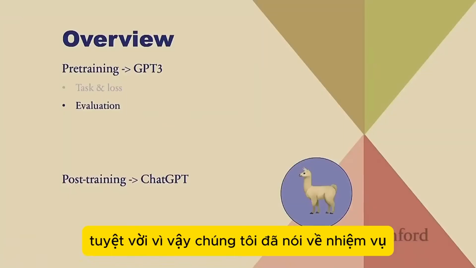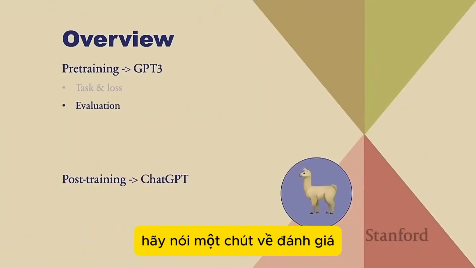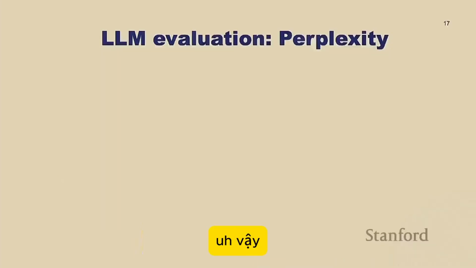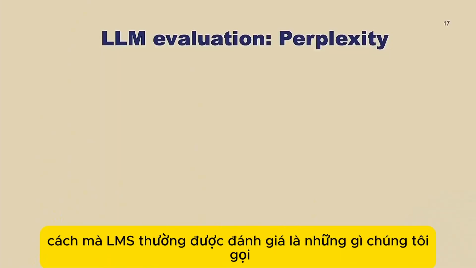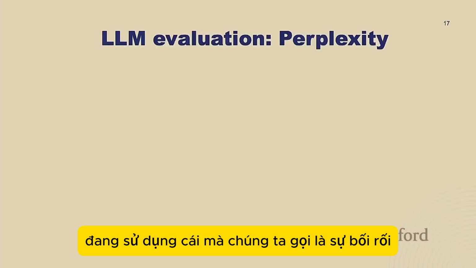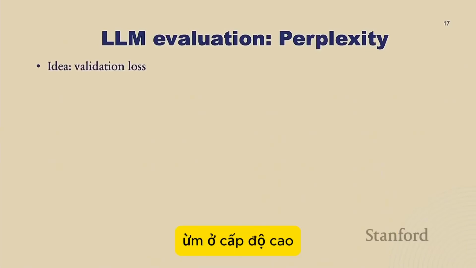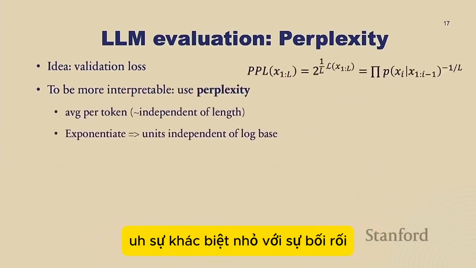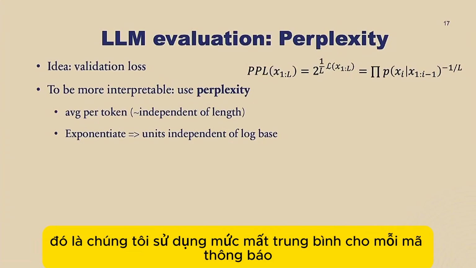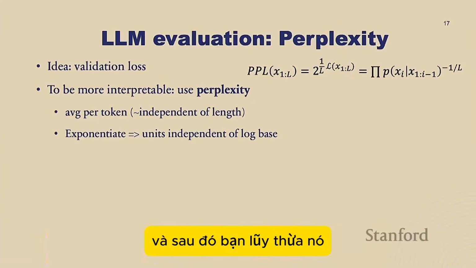Great. So we talked about the task, the loss, the tokenizer. Let's talk a little bit about evaluation. The way that LLMs are usually evaluated is using what we call perplexity. At a high level, it's basically just your validation loss. The slight difference with perplexity is that we use something slightly more interpretable, which is the average per token loss, and then you exponentiate it.